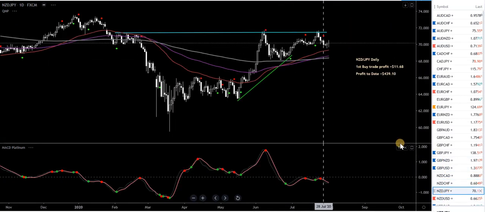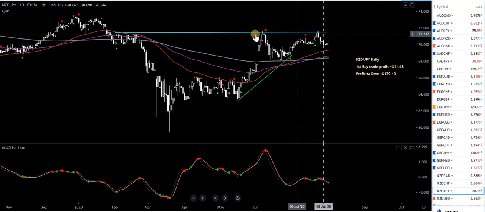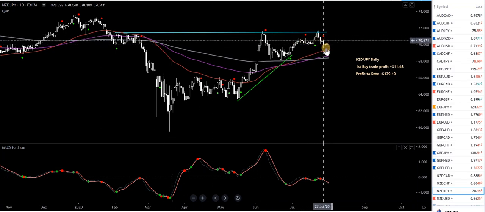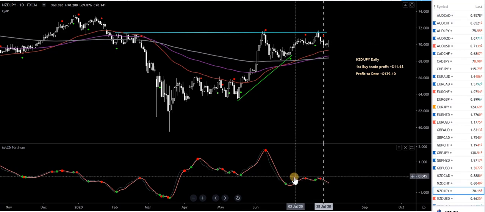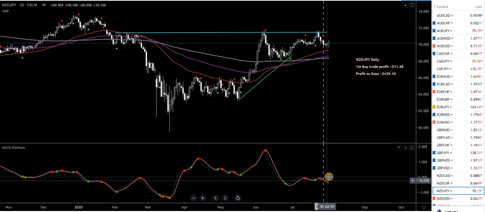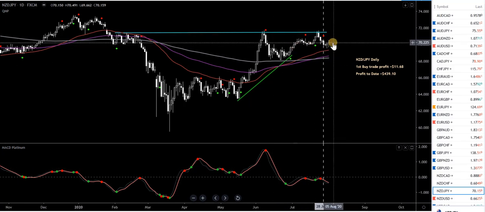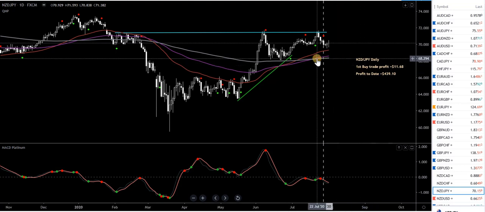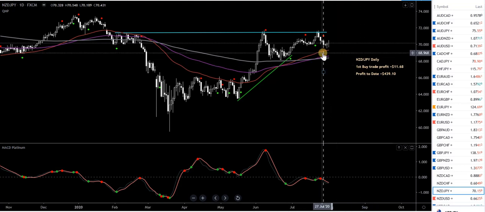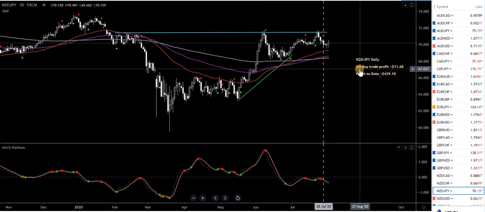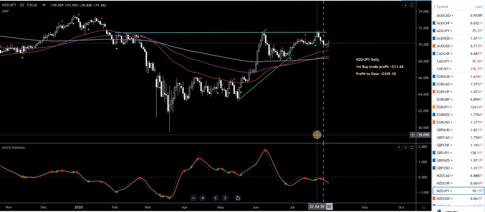New Zealand Japanese yen, this one I didn't take also. It's good resistance up here into the MA, similar to the euro pound, except the only difference is that the actual MACD platinum is below the 0 level already. So I like it, and I might even still consider taking this. I don't know yet. But anyway, I did take a first buy trade. Yeah, I did make some money.